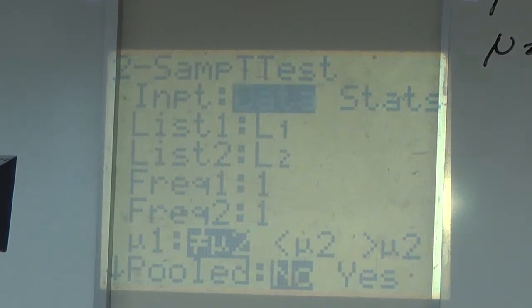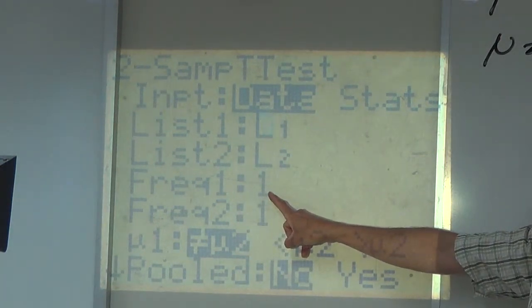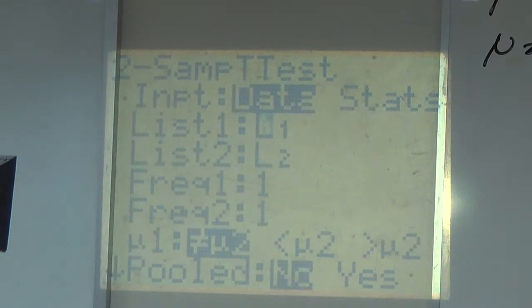So now you have to make sure that the TI is looking at the right stuff. We have data. List 1, make sure you match your numbers up to your hypotheses. List 1 is going to go with mu1, which is the cantilevers. So I'm happy with that. Its frequency, we're going to call the number 1 because it's raw data. This is a throwback to 243. When you have frequencies and you have data, sometimes you've got both. In this case, it's raw data, so the frequency is just 1.